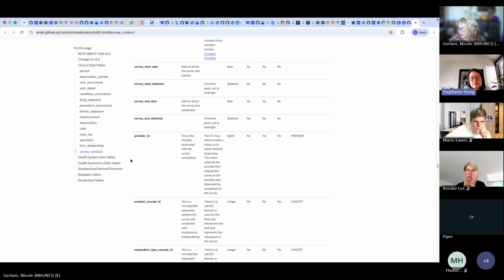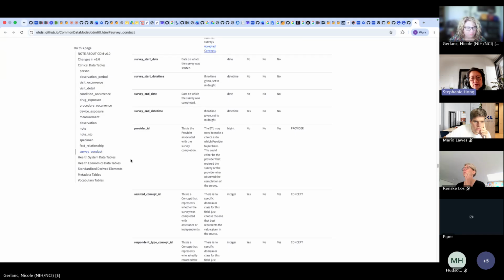I think it got confusing for many folks because when they meant survey conduct, it's really the metadata about the survey, not the actual survey question that was asked. Right. And we do have the potential of using this and calling it something else if we feel like that's more clear, like survey metadata.